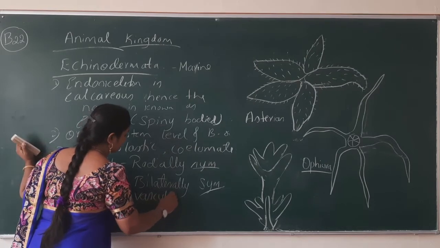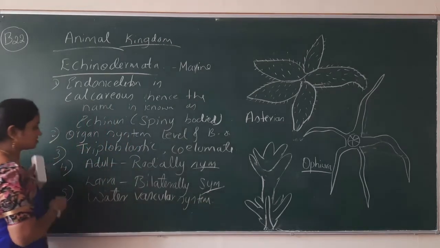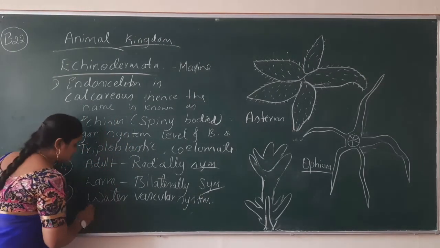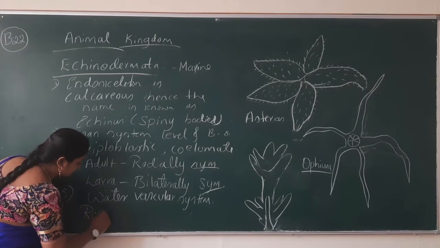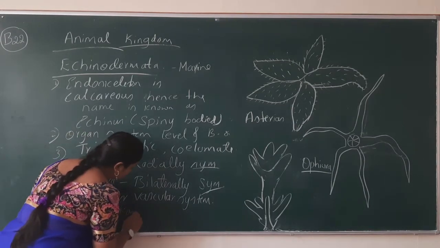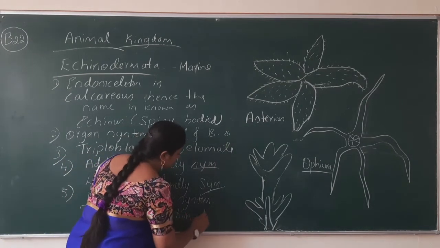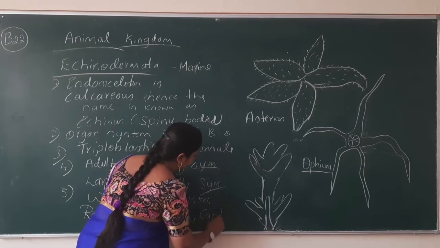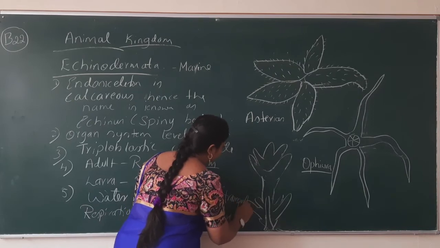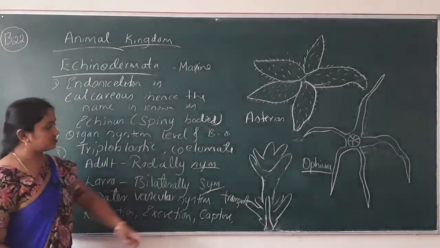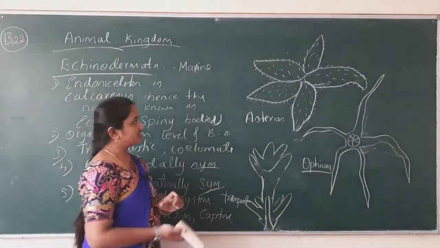vascular system. That water vascular system helps the body for respiration, excretion and food capture, and it also helps to transport food from one place to another place.